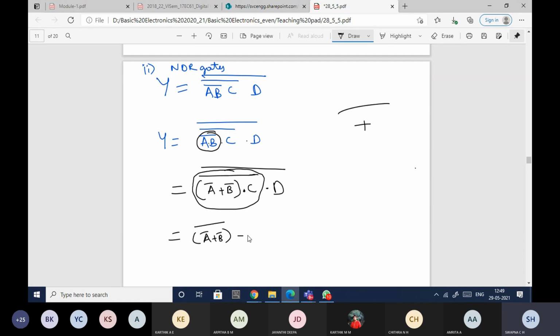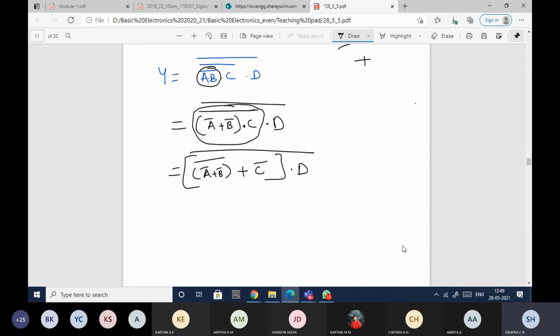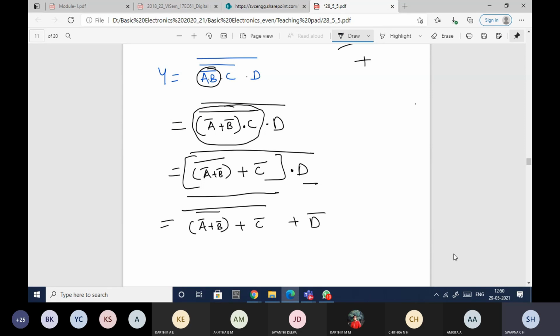I have dot, so it will become plus C bar. Okay, still I have this entire thing dot D, right? So again here also I have dot. So what I'll do, I'll expand it. So this entire thing I'll take as one term, and this one I'll take as other term. So it is A bar plus B bar whole bar plus C bar, and this entire thing whole bar should be there plus D bar. Okay. Hope this equation is clear to all of you. Yes, ma'am. Anybody have any doubt, please let me know.